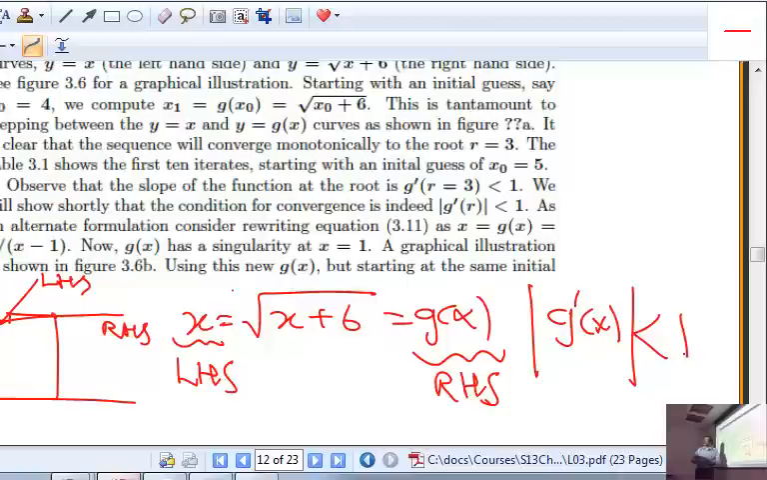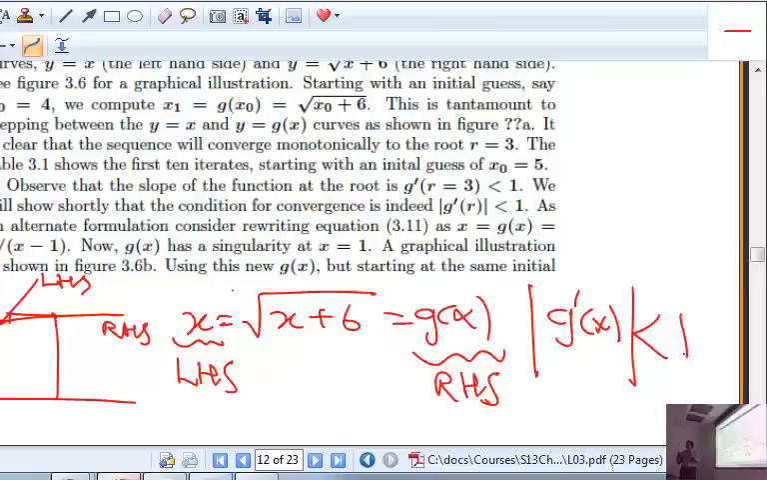The next question to ask is, how does this translate into matrices? We will see that a very similar condition exists: the matrix G that we construct must have a spectral radius less than 1. What it means is the largest eigenvalue in that matrix must be less than 1. Then that iterative sequence will converge. And once you figure that out, you can construct G in different ways and see which way converges and which way doesn't.